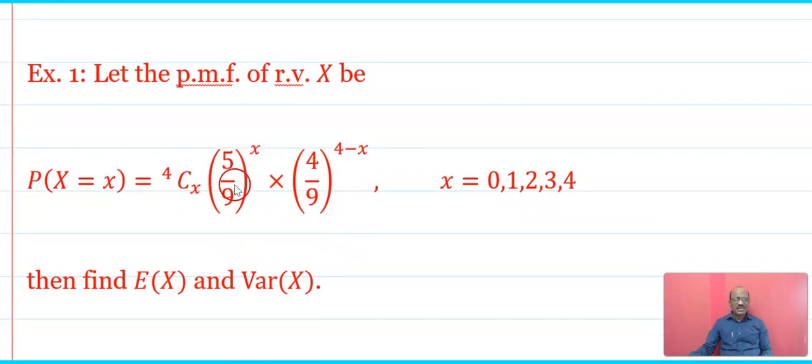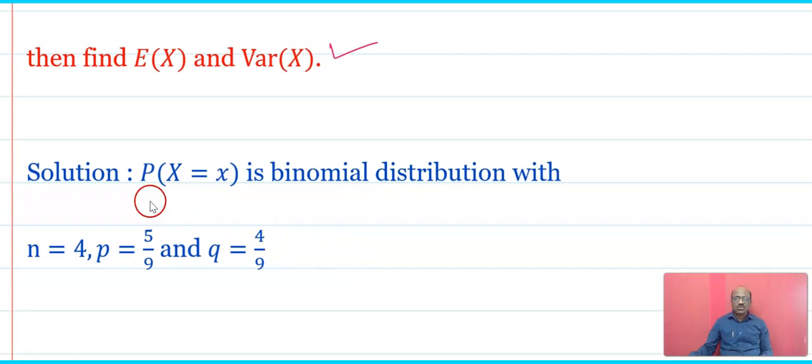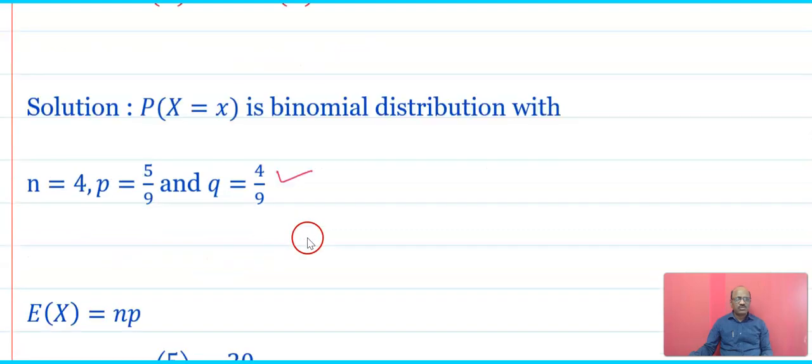Now the next problem. Let the probability mass function of random variable capital X be P of capital X equal to small x is 4Cx (5/9) raised to x into (4/9) raised to 4 minus x, where the values of x are 0, 1, 2, 3, 4. Then find the E of x and the variance of x. The solution: P of X equal to small x is the binomial distribution with n equal to 4, p equal to 5/9, q is 4/9.